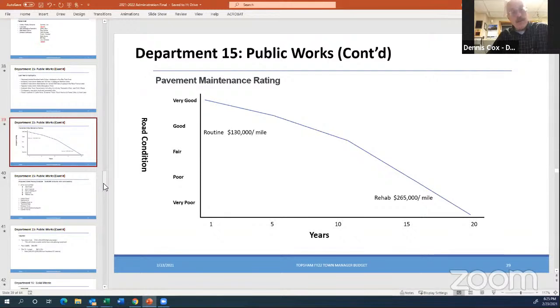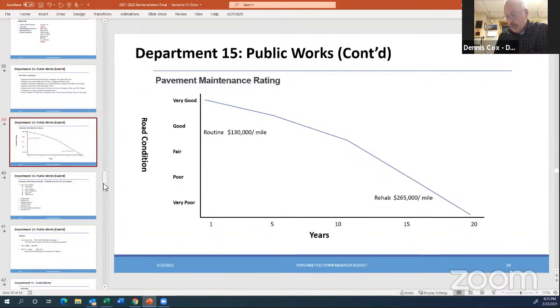In that first 10 years, if we maintain the road with pothole patching, some crack sealing, things like that, and then come in and do an overlay in that 8 to 10 year period. That's what's so important to maintain our streets, to stay after the maintenance on them. If we let them go, it costs us a lot more to rehab.